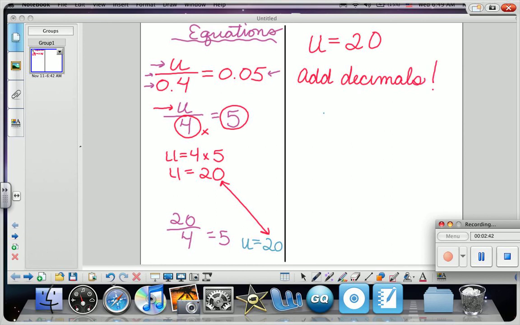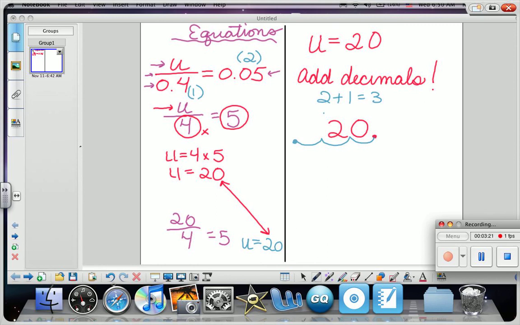Okay, I notice that I have 2 decimals here, 2 numbers past the decimal, and 1 number here. 2 plus 1 equals 3. So I'm going to take my 20. Remember, at the end of all whole numbers, there's a decimal, and I'm going to move it 3 places to the left. 1, 2, 3.